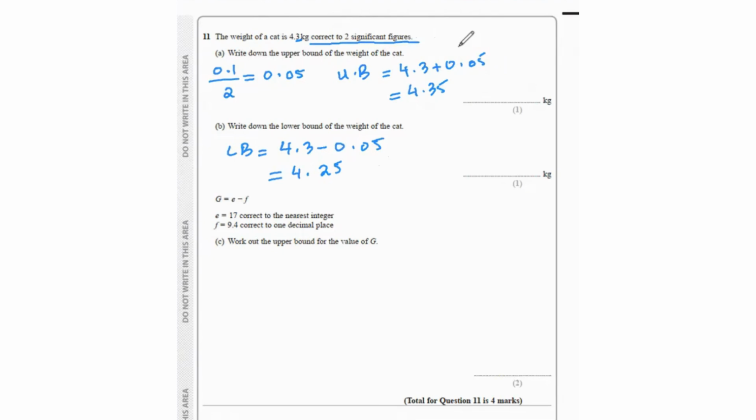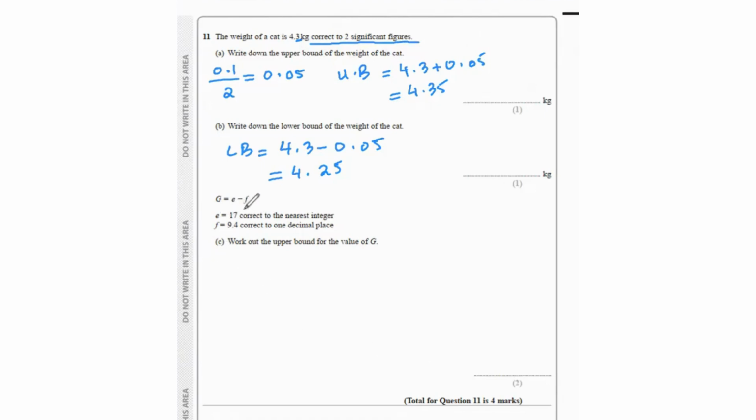So simple as that, you have to identify the place value of what it's correct to. If it's correct to two decimal places, then you identify the place value of the second decimal place, which is 0.01. Divided by 2, and the value you get, you add and subtract based on what you're trying to find.